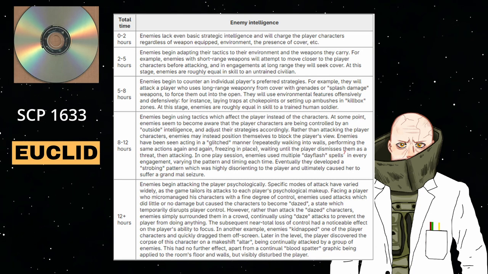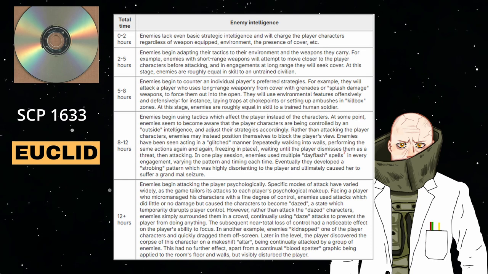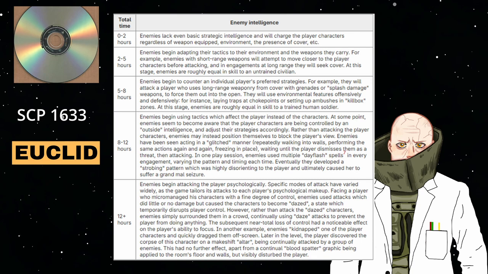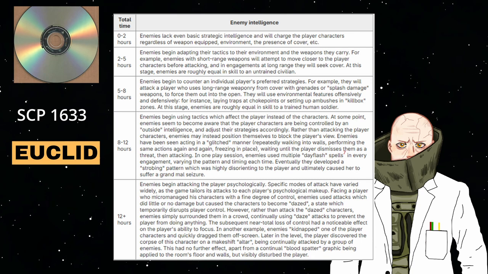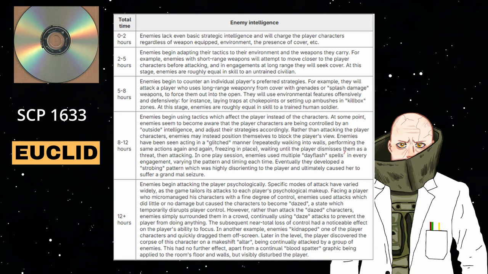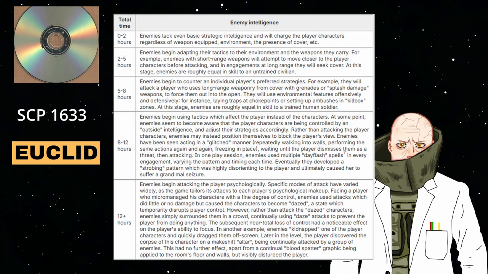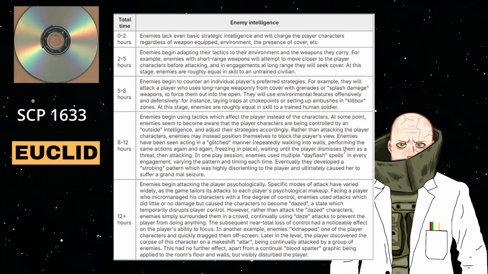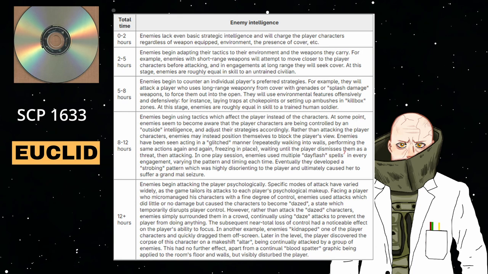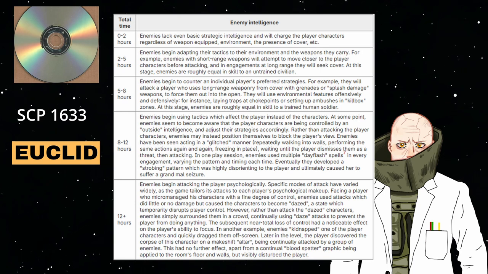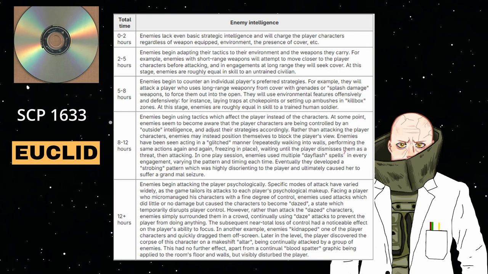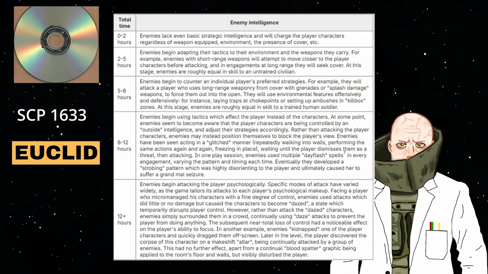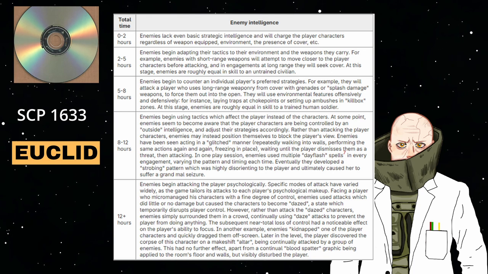12 hours plus. Enemies begin attacking the player psychologically. Specific modes of attack have varied widely, as the game tailors its attacks to each player's psychological makeup. Facing a player who micromanages characters with a fine degree of control, enemies used attacks which did little or no damage but caused the player's character to become dazed, a state which temporarily disrupts player control. However, rather than attack the dazed characters, enemies simply surrounded them in a crowd, continually using daze attacks to prevent the player from doing anything. The subsequent near-total loss of control had a noticeable effect on the player's ability to focus.